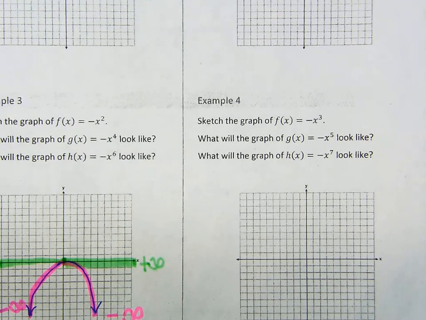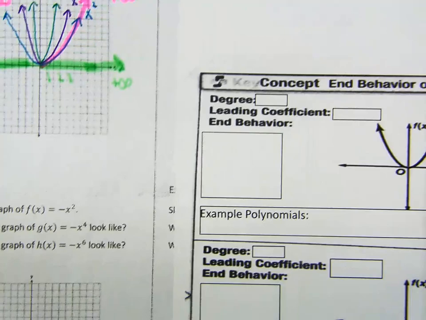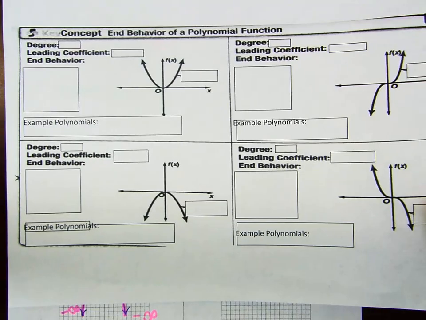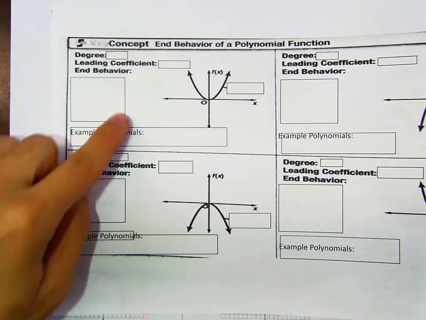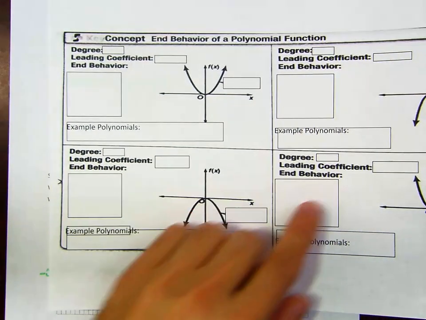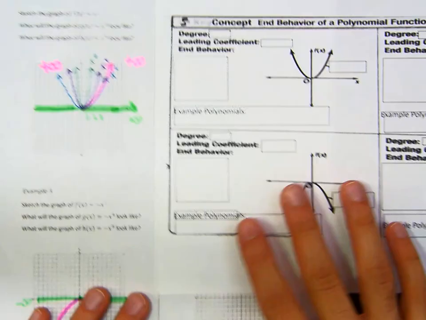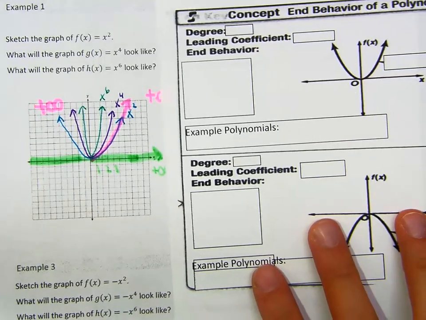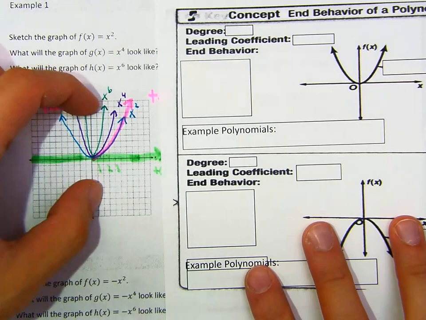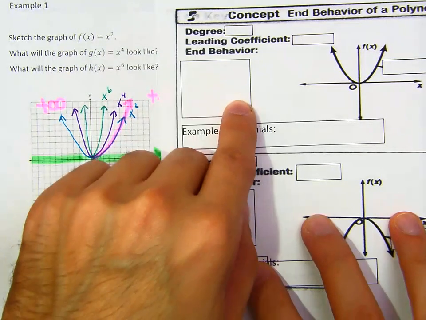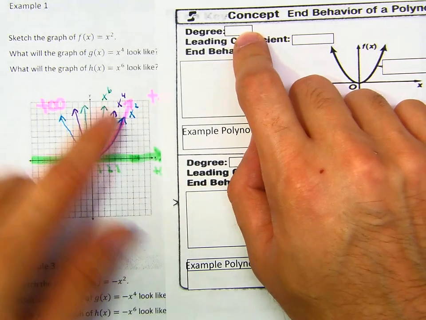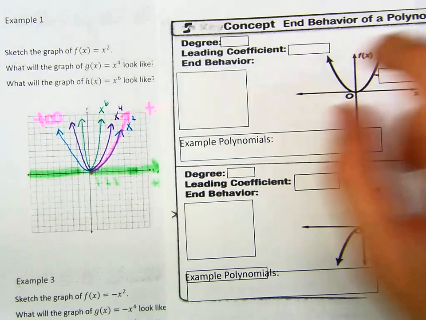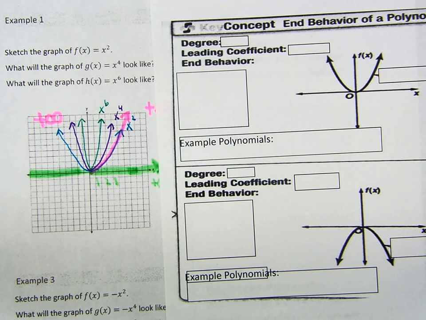What I want you to do is, let's take a look at this. If you see this paper that you have over here, we're going to do the first two together, and then I want you to do this one by yourself. But here, let's take a look at this one over here. Notice that these two graphs correlate to this one. So when we take a look at the degree over here, we have 2, 4, 6. These are what we call even numbers.